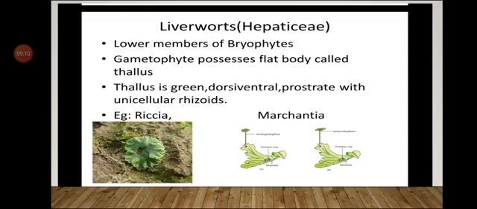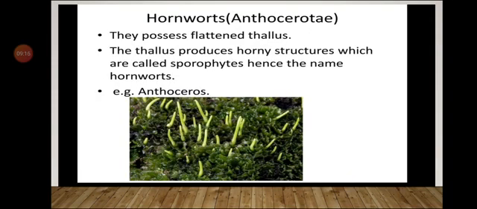Green, dorsiventral, prostrate, unicellular, and they show unicellular rhizoids. Next is hornworts. The other name for hornworts is Anthocerotae. When I say Anthocerotae, they possess a flattened thallus. That means they possess a flat thallus, okay, a flat structure.